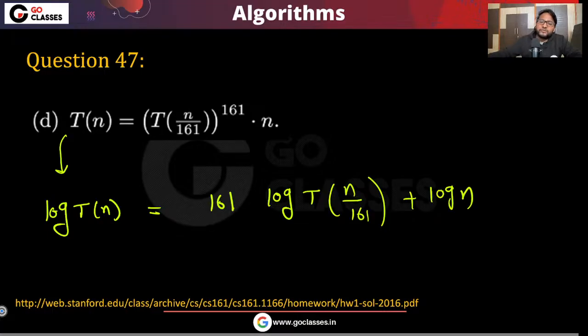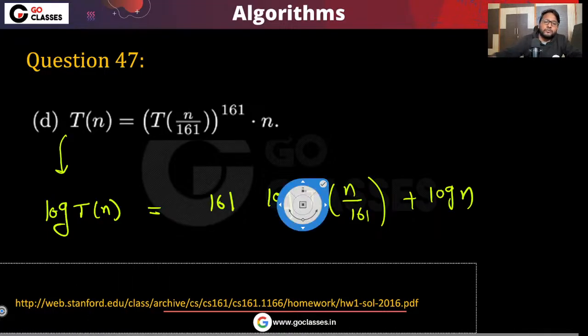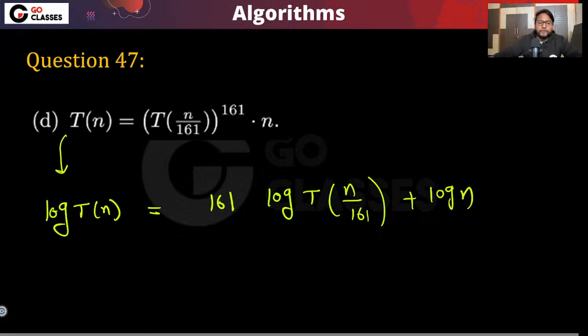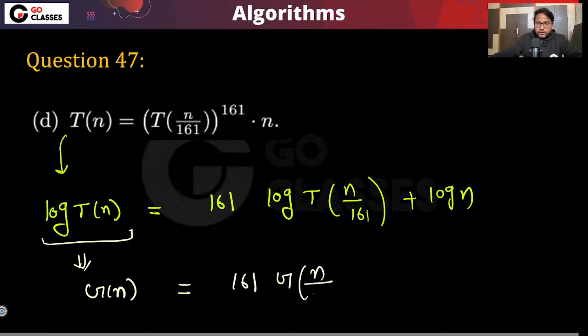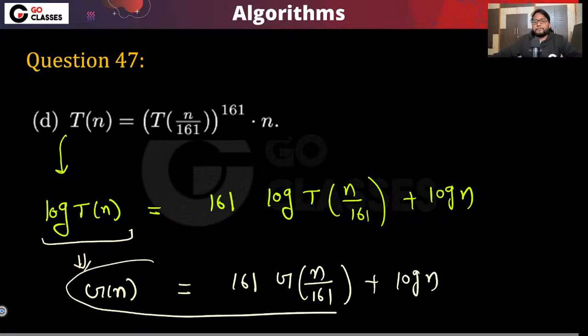These kinds of things they have not asked in GATE, but by chance they may ask. If the power is of the function itself, you take the log, normalize it, and then assume that to be, let's not introduce a new variable because I don't think we need it, let's just assume that to be G(n). So here it is G(n/16) plus log n. I'm directly working with n.